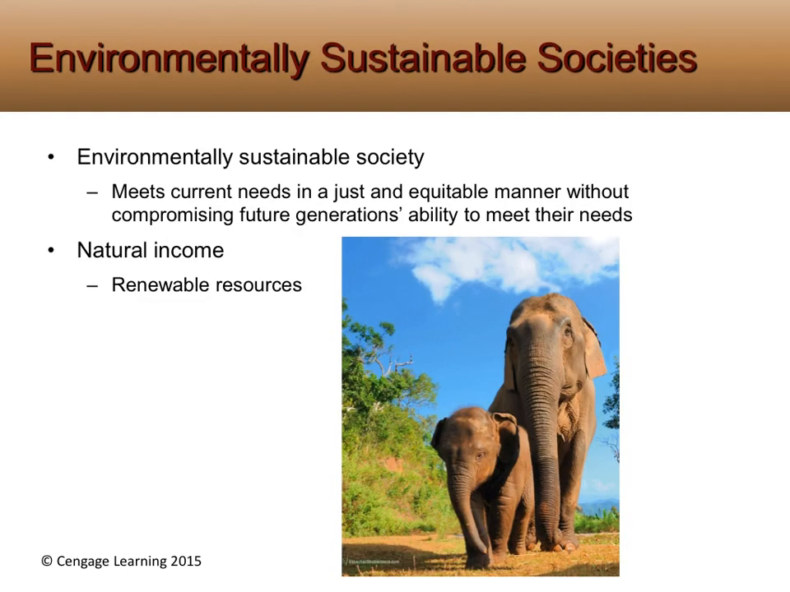Environmentally sustainable societies meet the current needs in a just and equitable manner without compromising future generations. So kind of the theme that we talked about within this chapter. We've got to rely more on renewable resources such as wind, water, solar.